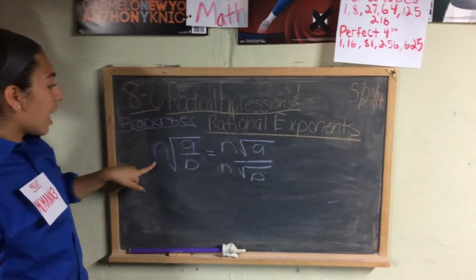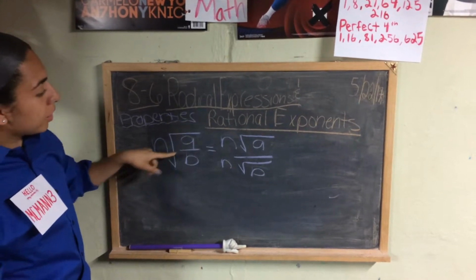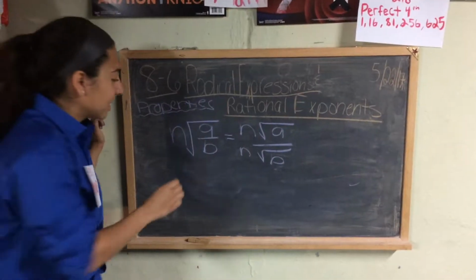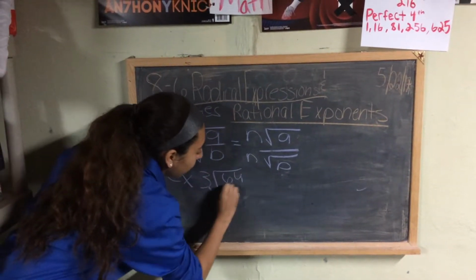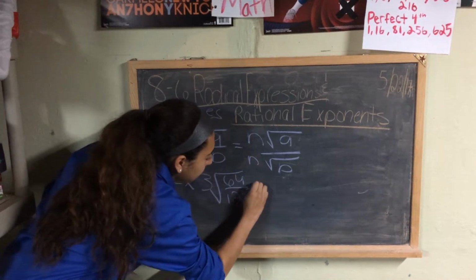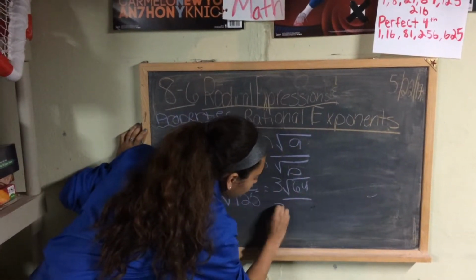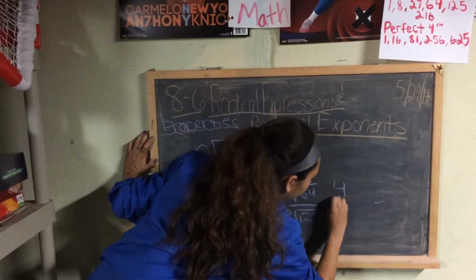Another property is the n root of A over B. To simplify it, you have to take the n and distribute it, so it'd be n root of A over n root of B. An example, the cube root of 64 over 125, simplified is cube root of 64 over cube root of 125, which is 4/5.